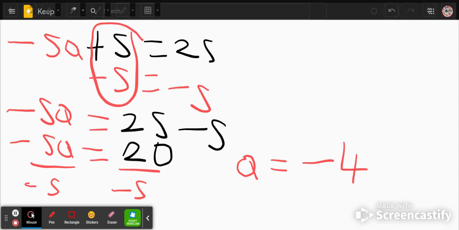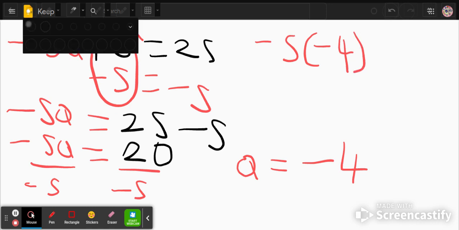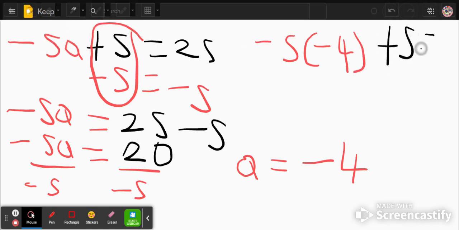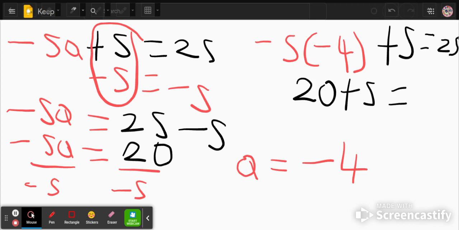So let's see if when we substitute negative 4 into the equation, we'll get back the 25. So now the equation was minus 5a plus 5 is equal to 25, right? So it'd be minus 5 multiplied by negative 4, because we got minus 4 as a, plus the 5, is equal to 25. And we know a negative times a negative gives us a positive. So minus 5 times minus 4 will give us positive 20 plus the 5. And 20 plus 5 gives you 25. So therefore, we know our answer is correct.